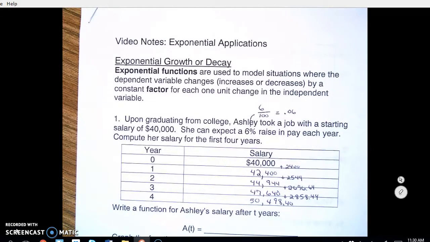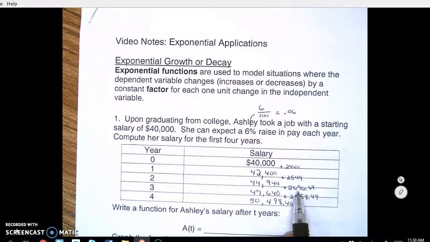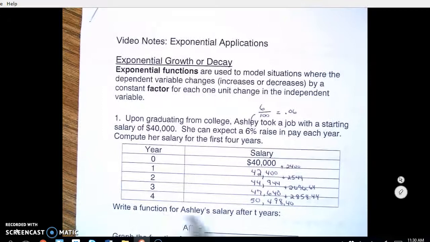Okay, so I finished filling out the table. That was $44,944, by the way. And then I multiplied that by the 6%. So this shows her increase in salary, added it on, new salary. Okay? So it says write a function for Ashley's salary after t years.